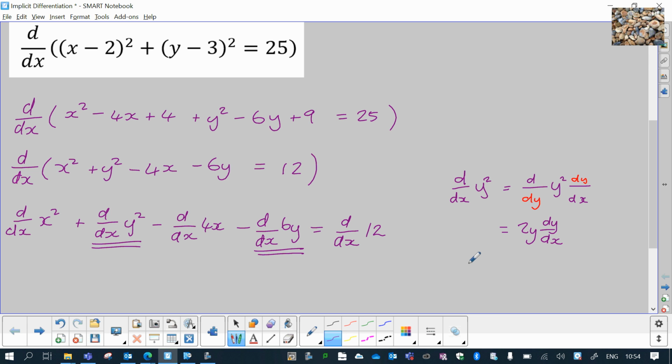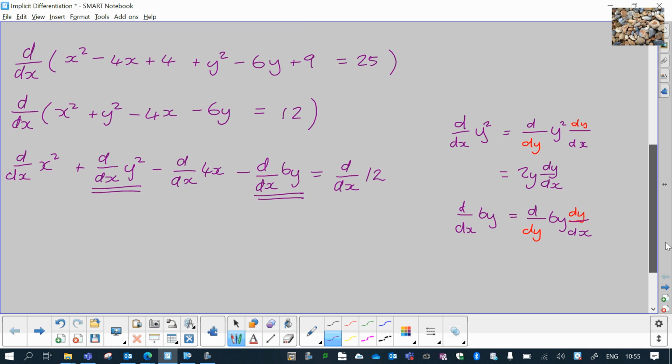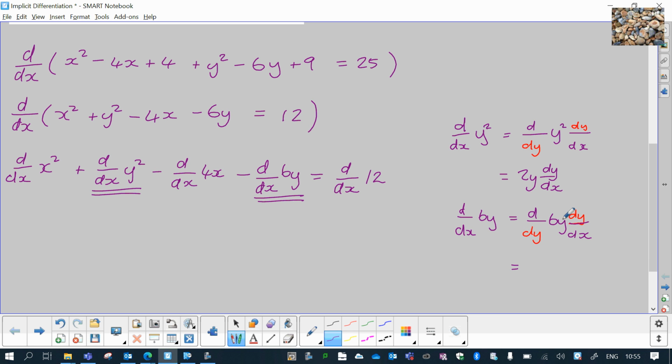So let's have a look at that in practice then for the next term that we've got, which is the 6y. So again, we can say d by dy of 6y, which we can do. And then as long as we multiply that by dy by dx, then we're good to go. So what we have then, d by dy of 6y is 6, and we have to multiply by dy by dx.